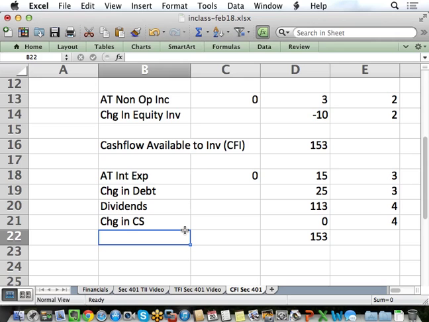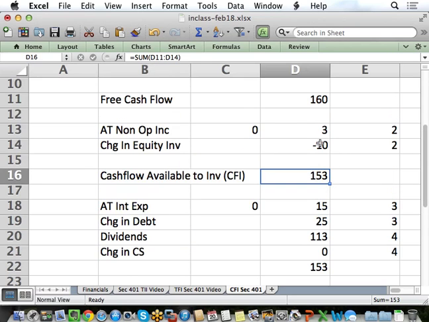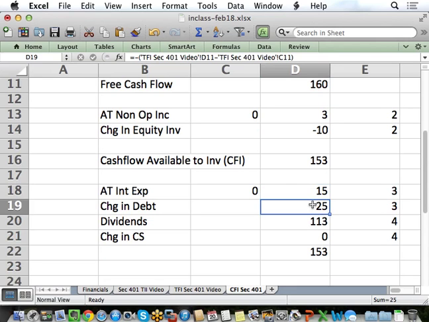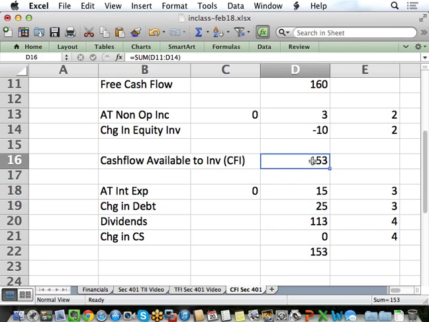All right. So again, let's think about what the statement's telling us. I generated 153 of cash flow to pay out. I generated 160 from operations. I net spent 7 in non-operating activities because I bought some stakes in other firms. I essentially had 153 left to pay out and distribute to my investors. 15 went to interest. 25 went to pay down some of the principal of the debt. 113 went to pay out the dividends. That's the 153 that came from the 153. The two sides balance. That's what we're reconciling to.